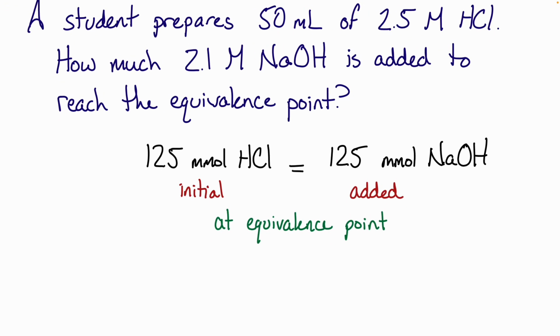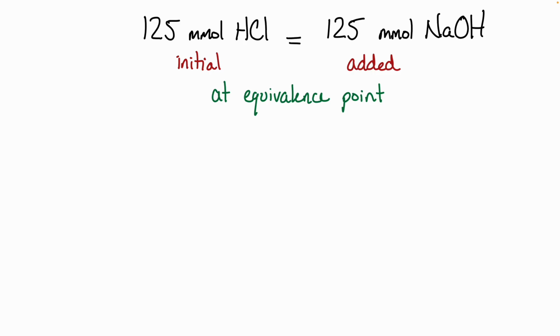So if I know that I initially have 125 millimoles of hydrochloric acid, that means that at my equivalence point, I must have added 125 millimoles of sodium hydroxide, right? That's what it means to be at the equivalence point. So if I'm talking about what volume I needed to add, I'm going to have to incorporate my concentration here. Remember we talked about how that 2.1 big M, if we're going to use it in our math, we should put it 2.1 moles over 1 liter.